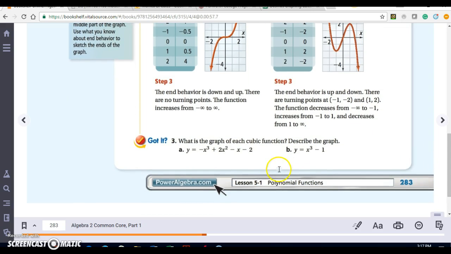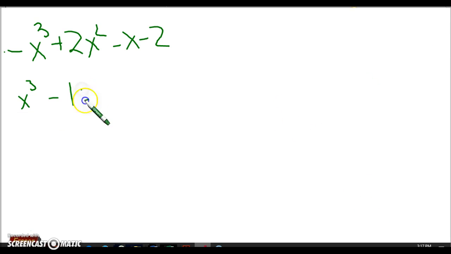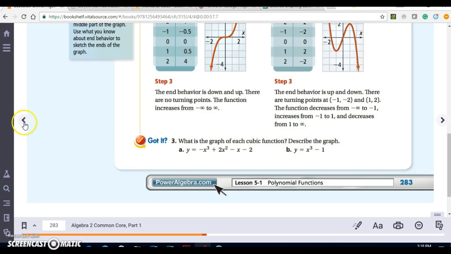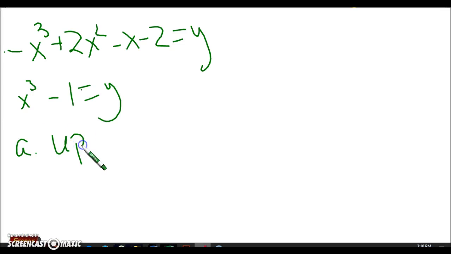It says, what is the graph of each cubic function? Describe the graph. And so I've written it here on my whiteboard. And I'm sorry, I forgot the y for both of those. So the first one, I know that, so let's say a here. This is the first one. So it's going to be a negative a. And so remember, when we have a negative a, negative is odd, it's going to be up and down as far as my end behavior.